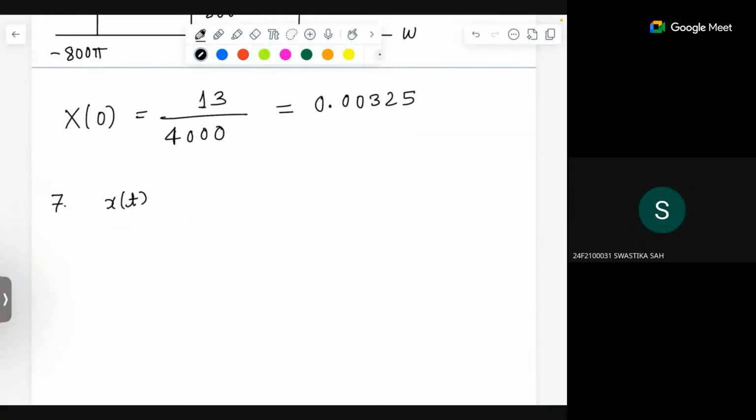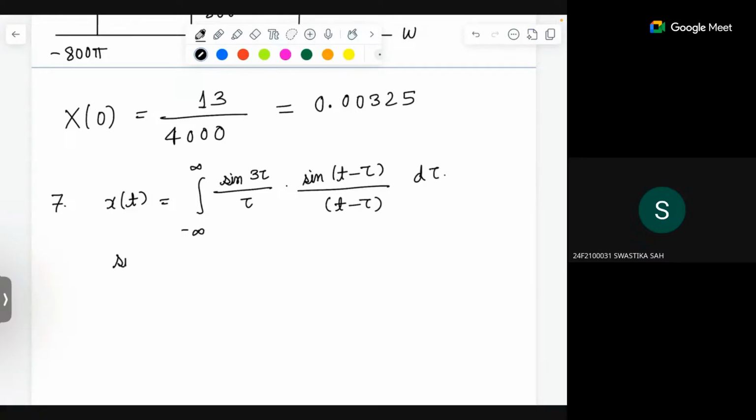So x(t) is equal to the integral from minus infinity to infinity of sin(3τ)/τ times sin(t − τ)/(t − τ) dτ. You have to simplify x(t).